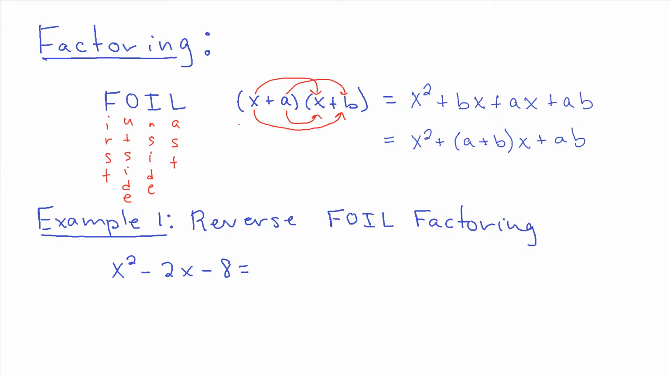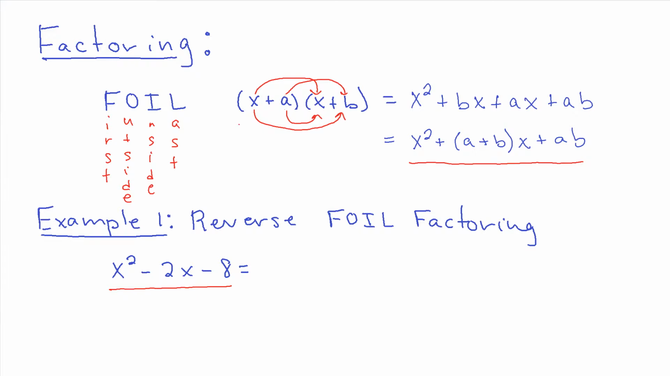So one thing that we notice is at the end of foiling, we end up with a quadratic expression. There's an x squared term, there's an x term, there is a constant term that doesn't have an x in it. So if we have a similar quadratic equation, and these are very similar because there's no constant out in front of the x squared, we can reverse this foiling process in order to factor.